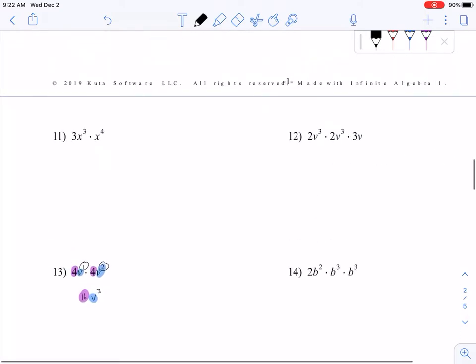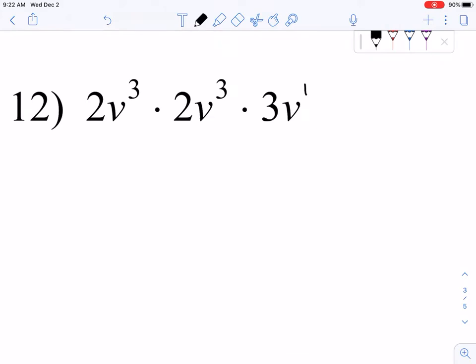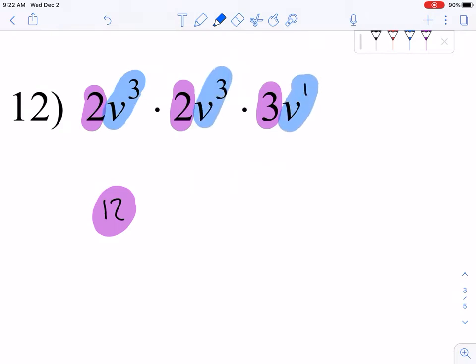Okay, so again, this is v to the first here, so we could take a look at this and say 2 times 2 times 3. So 2 times 2 is 4, times 3 is 12. And then we can look at v to the third and v to the first. 3 plus 3 is 6, plus 1, so I'm adding these ones. 3 plus 3 is 6, plus 1 is 7. So we end up with 12v to the 7th.